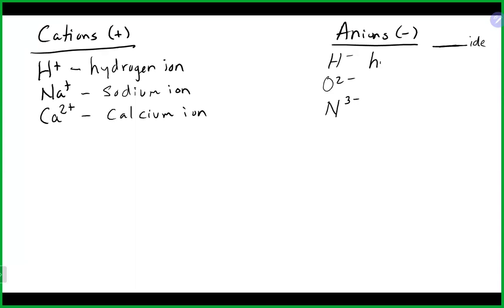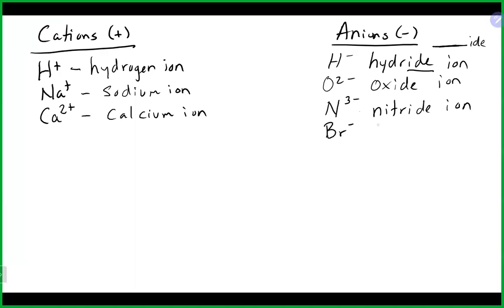Instead of hydrogen, this becomes the hydride ion. Instead of oxygen, this becomes the oxide ion. Instead of nitrogen, this becomes the nitride ion. If you had Br minus, instead of bromine, this would be the bromide ion. So each of these will end in IDE. That tells you basically it's a negative ion. Again, we take the front part of the name; in some cases we get rid of a lot of it, but we keep the base of the name.